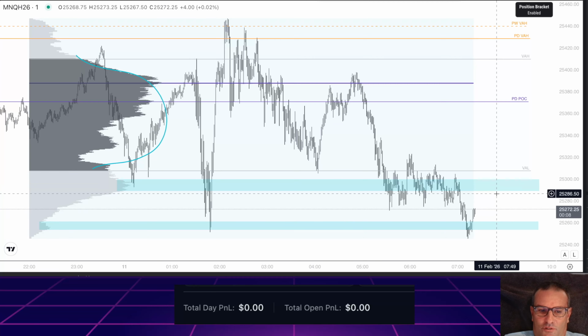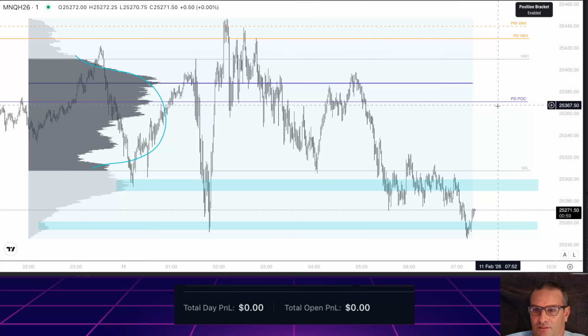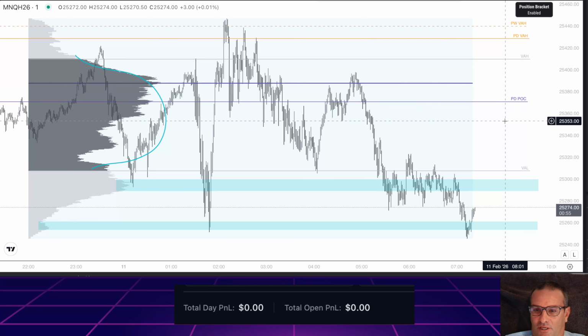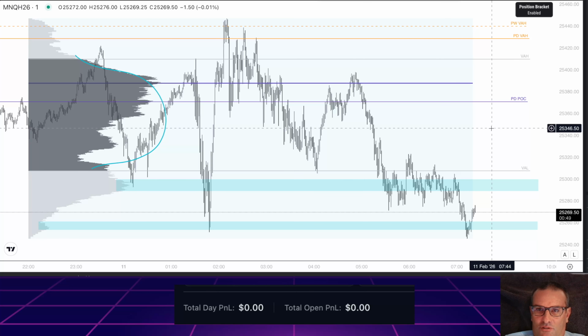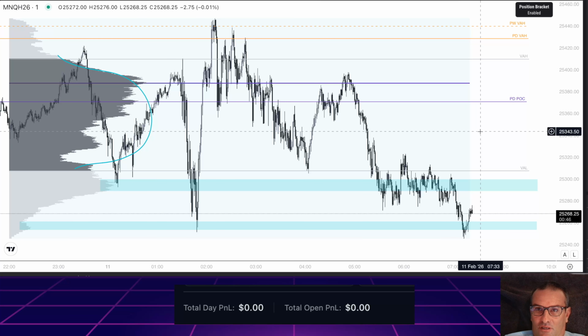Looking for confluences, which would be value area lows or highs, for example, lining up with a high volume node, or previous day confluences, previous day levels lining up with value area levels from current session, or even high volume nodes. None of those are really there today though.